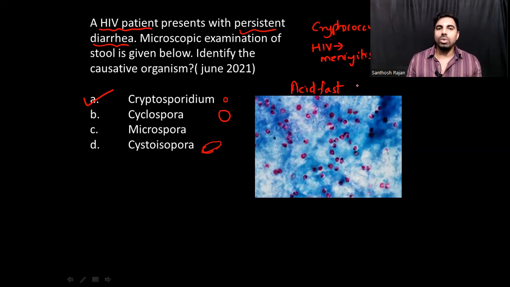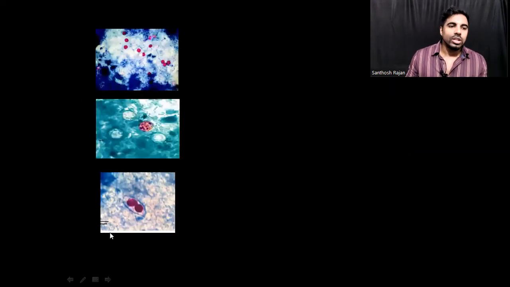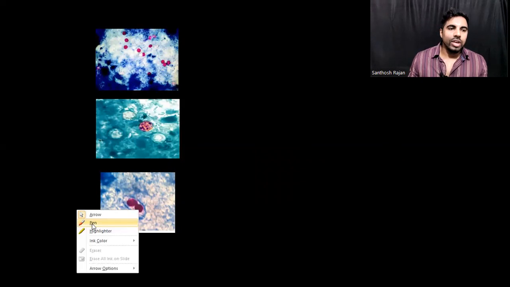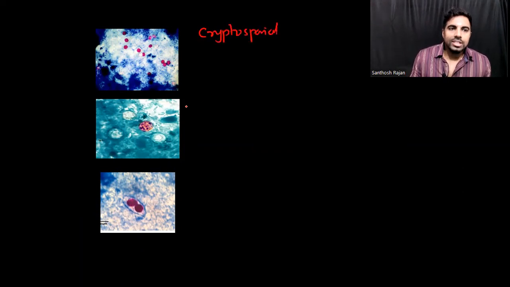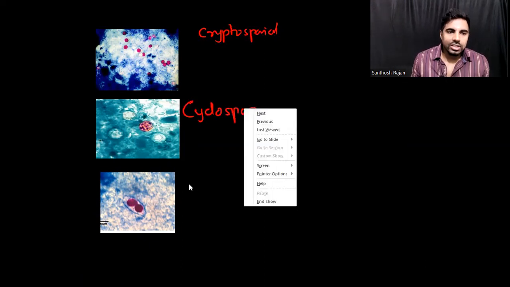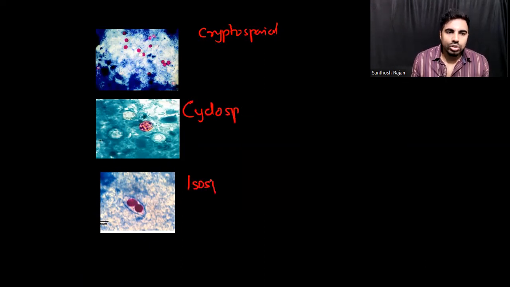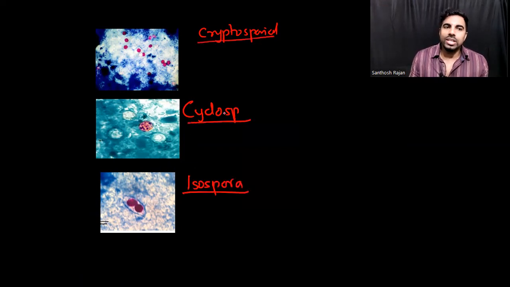But all these are what we call acid-fast parasites, so we have to know the differences. Now let's go to the differences. Look at this picture. This is cryptosporidium. And this is cyclospora. And this is isospora, or cystoisospora. Nowadays they're calling it cysto more, but it doesn't matter, it's a spora. Cyclospora, isospora.